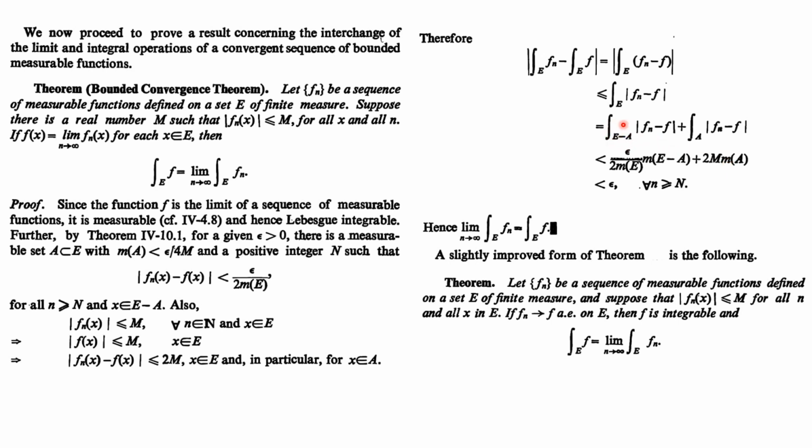Now over the set E minus A, this is given to us that mod of fn minus f of x is less than epsilon by 2 measure of E for all n and for all x in E minus A. So on the set E minus A, this value is less than epsilon by 2 measure of E. So you replace the value of mod of fn minus f with epsilon over 2 measure of E. So we will get the integral of 1 over E minus A, which is nothing but the measure of E minus A.